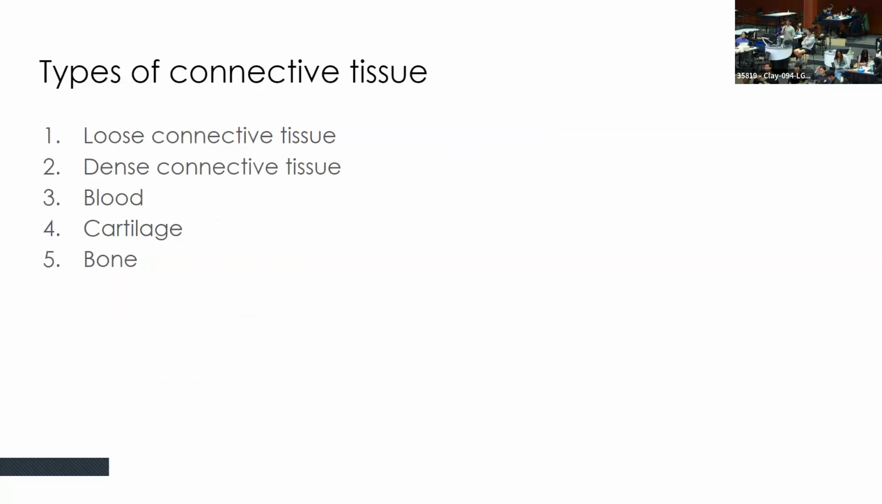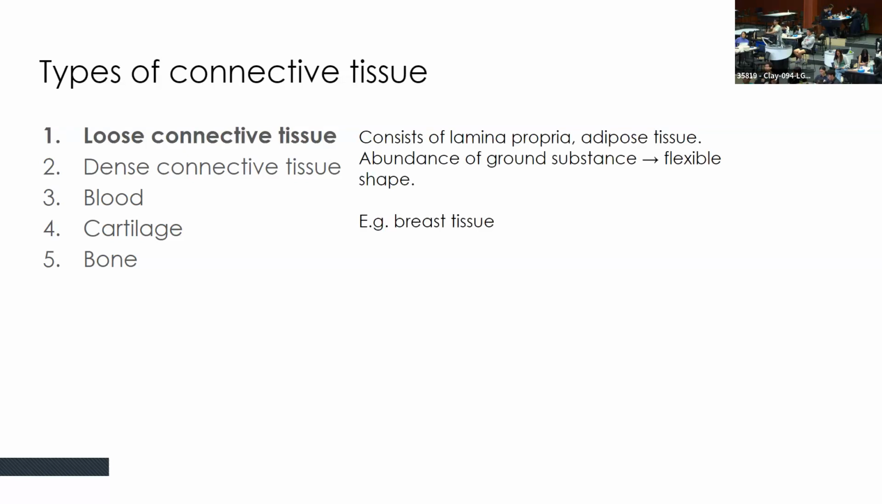Okay, so these are the 5 types of connective tissue that you're supposed to be aware of. You've got loose, dense, a bit controversially blood, cartilage, and bone. Starting off with loose, it consists of the lamina propria and adipose tissue. There's an abundance of ground substance and it has a very flexible shape. An example of this would be breast tissue.